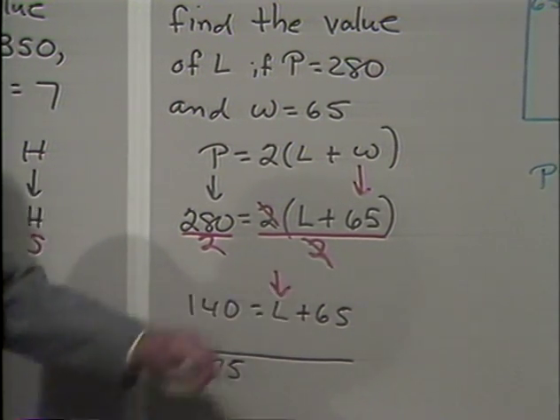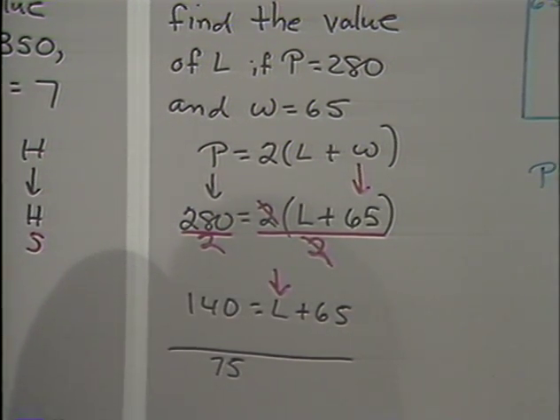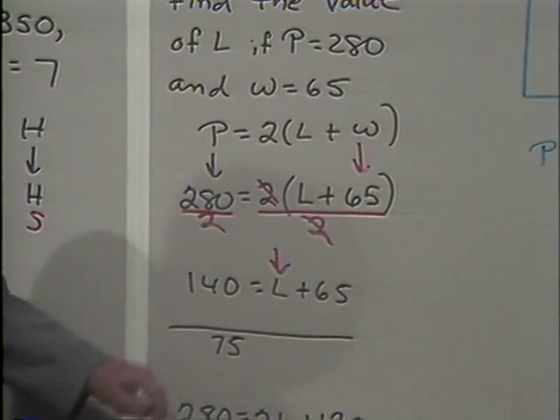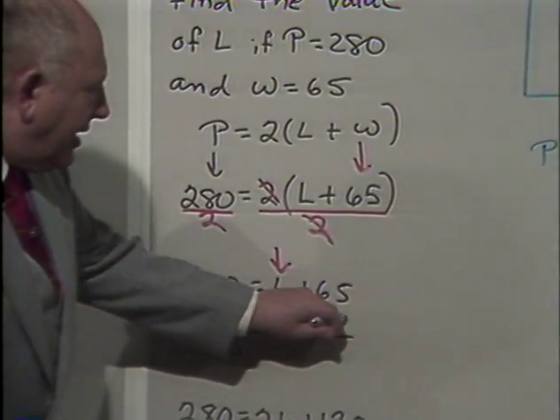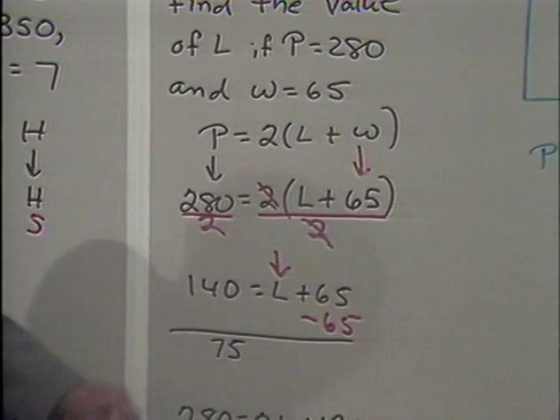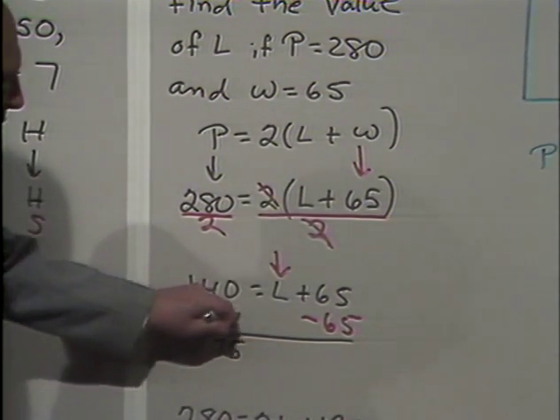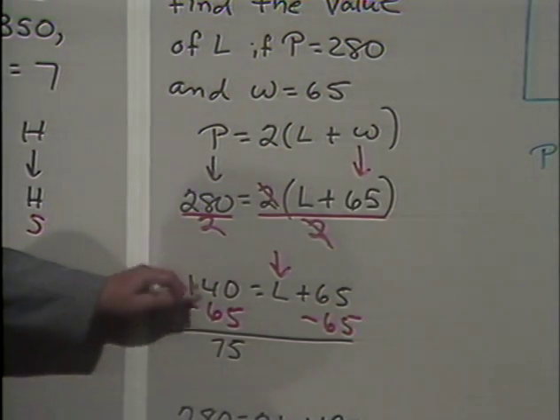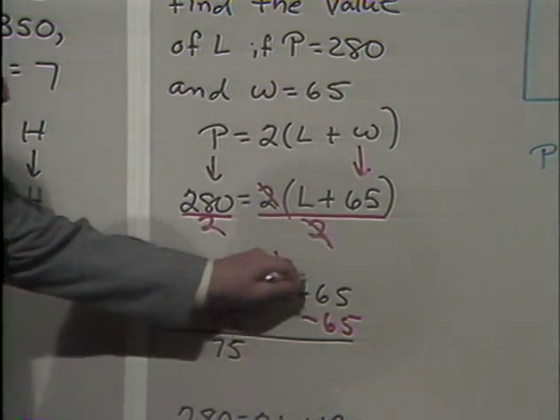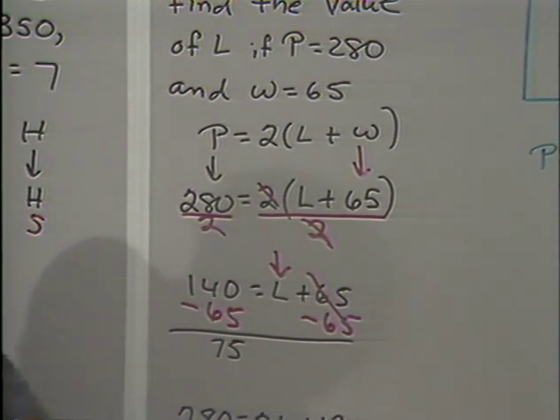What keeps the L from being by itself? The 65. What's the 65 doing? It's being added. So to undo adding, I'm going to subtract it. But if I subtract it from one side, I have to subtract it from the other side. 140 minus 65 is 75. 65 minus 65 is 0, so L is 75.